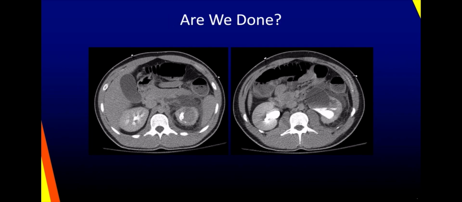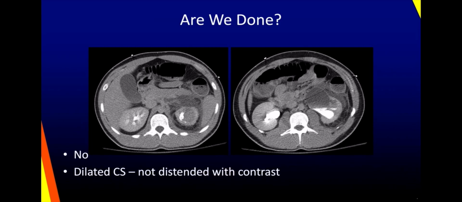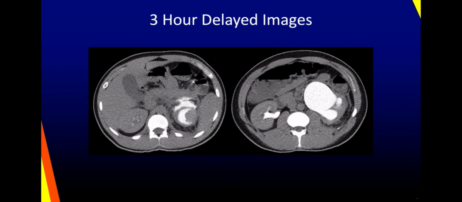Are we done at this point? No. We have a dilated collecting system and it's not distended with contrast, and so it hasn't adequately been challenged to look for a leak. The patient was brought back for 3-hour delayed images, and now we see contrast distending the collecting system, and we're able to diagnose urinary extravasation.